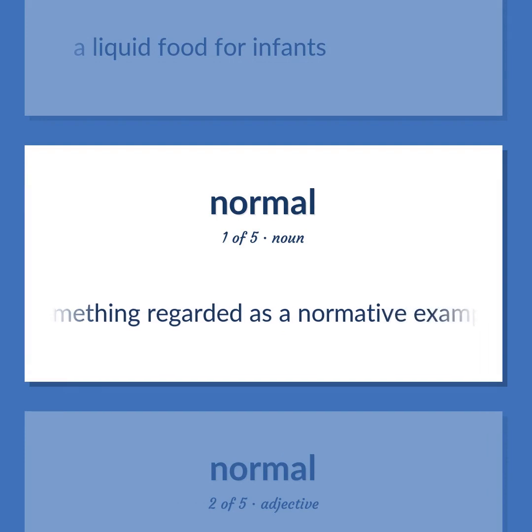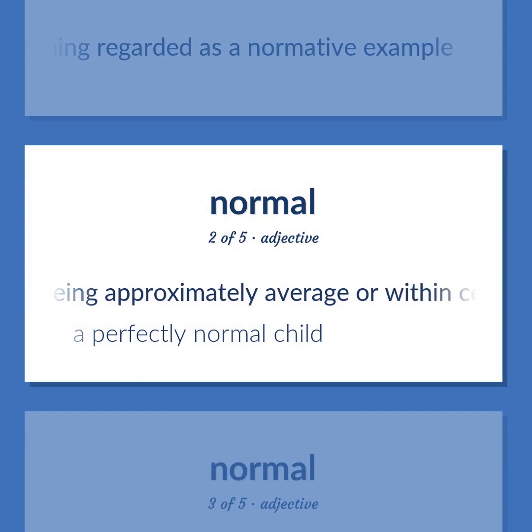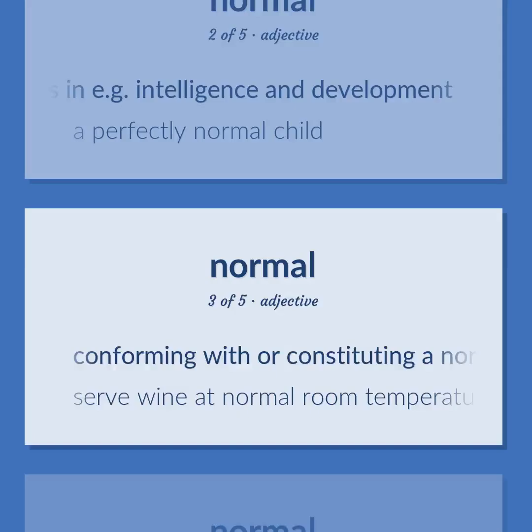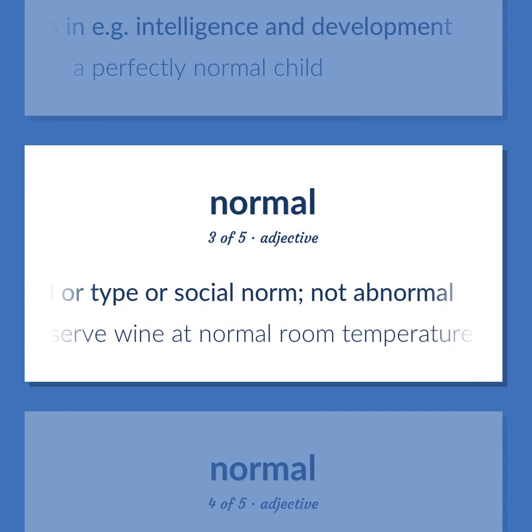Something regarded as a normative example. Being approximately average or within certain limits in, e.g., intelligence and development. A perfectly normal child. Conforming with or constituting a norm or standard or level or type or social norm, not abnormal. Serve wine at normal room temperature.